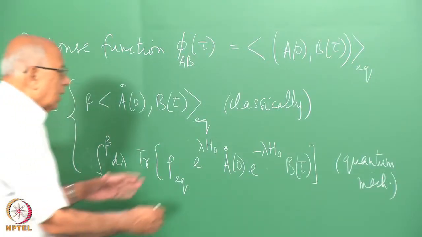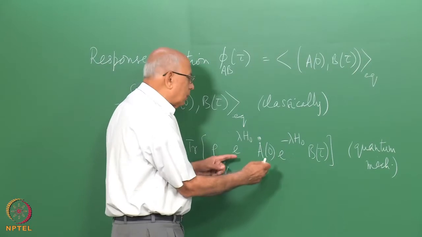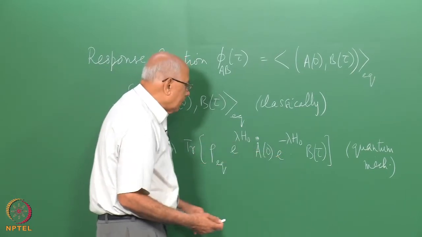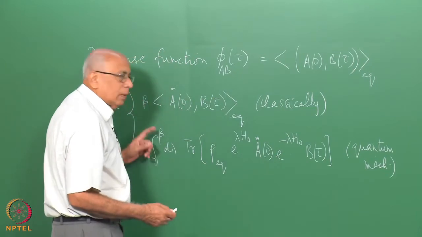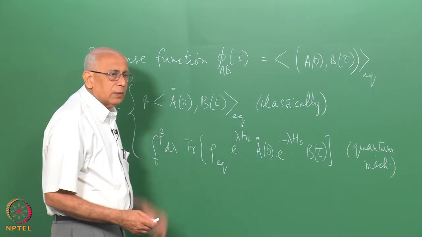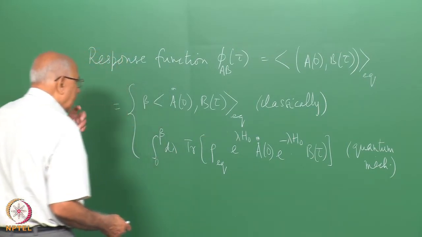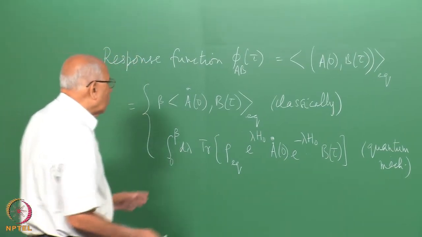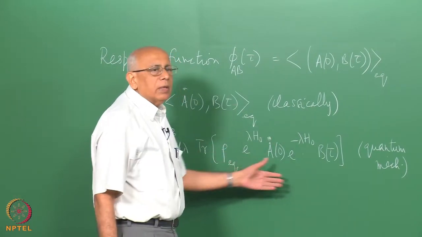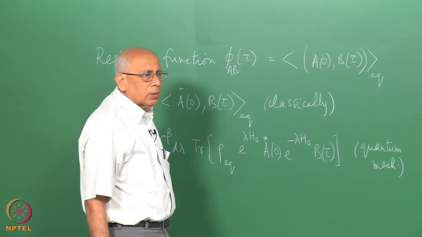So it's like some kind of Hadamard transform with the e to the lambda h naught here, minus lambda h naught, and then integrated over lambda from 0 to beta in this fashion, and then you take the trace with this fellow here. This whole combination appears over and over again, so it's very convenient to introduce some notation.